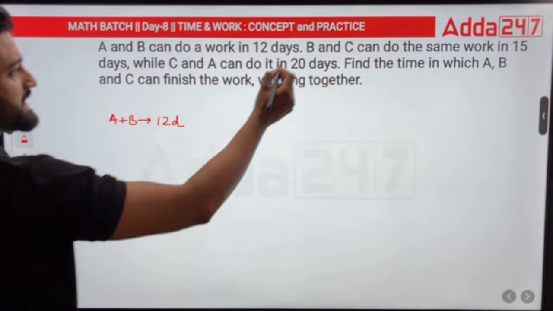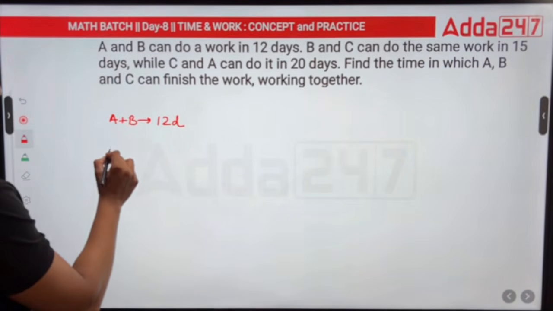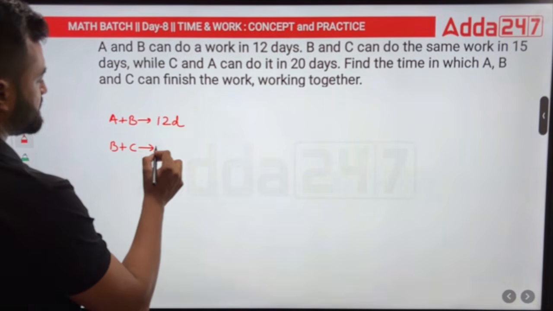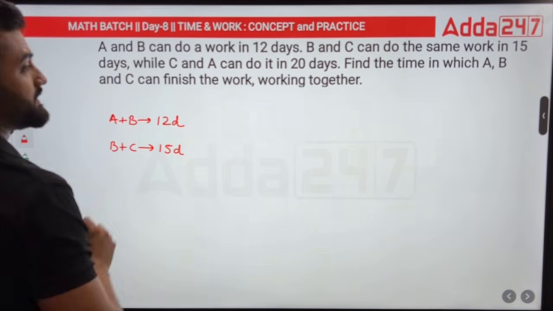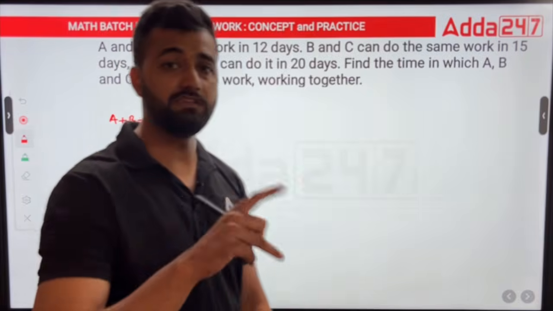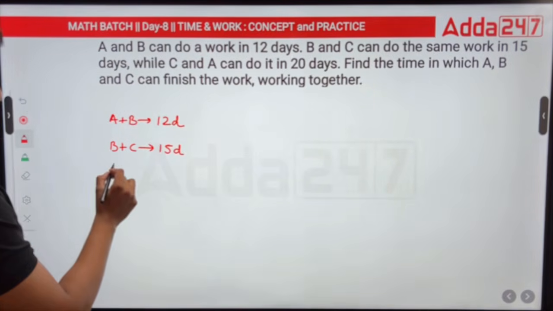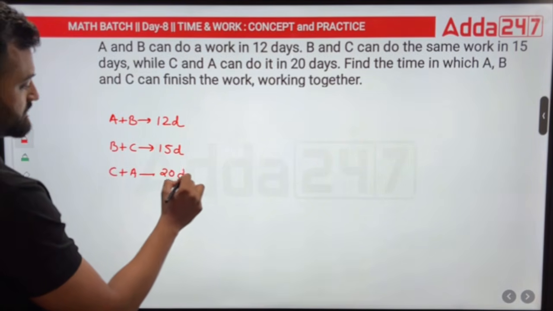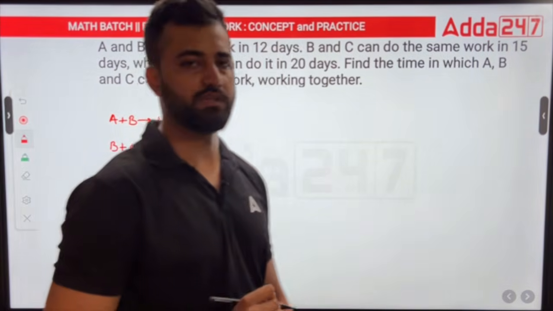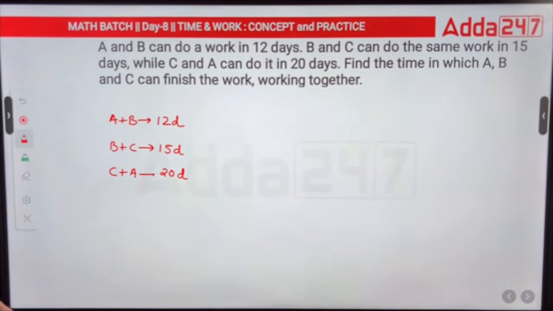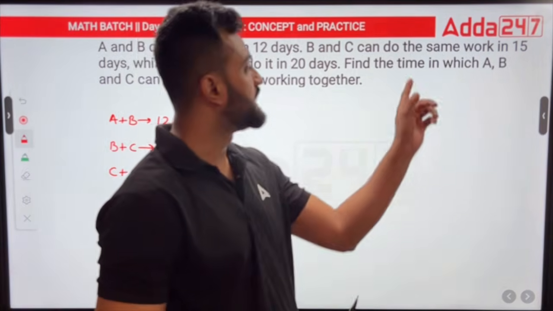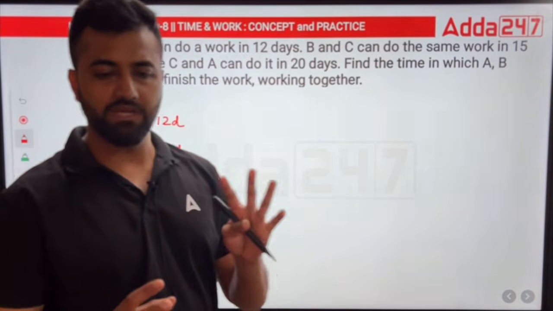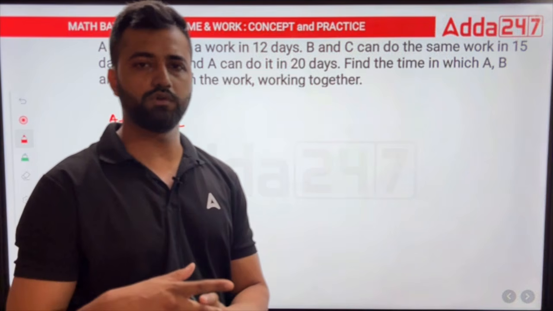Similarly, if I make B and C work together, they complete the same work in how many days? In 15 days. And if I make C and A work together, then they can do the same work in 20 days. This is given in the question. Now what they want us to find is the time in which A, B and C can finish the work working together. If I want A, B and C to work together, in how many days will they complete the work?